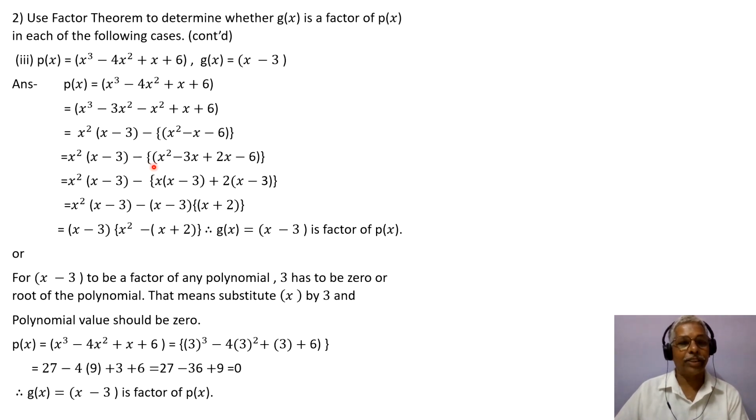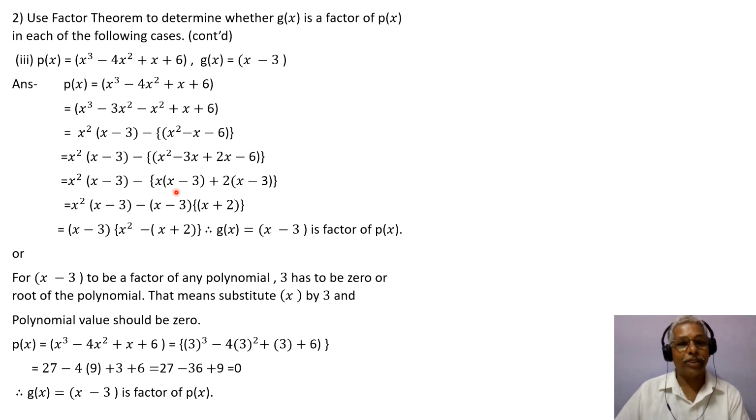But this is a minus sign. We have to check, so we have to find the factors of this: x square minus 3x plus 2x minus 6. Splitting the middle term, we copy it like this. Then x into x minus 3, taking x common in this, and taking 2 common in this, it should be x minus 3.